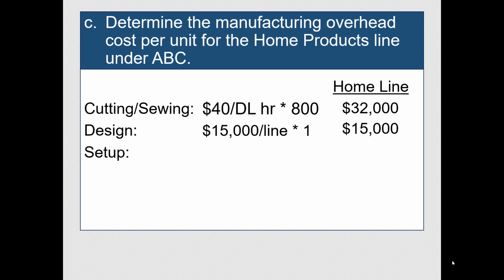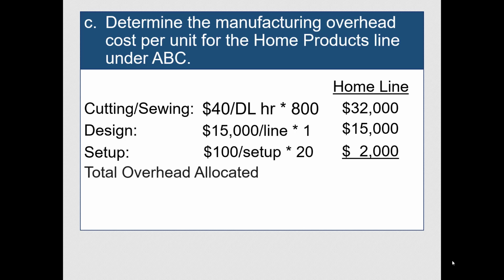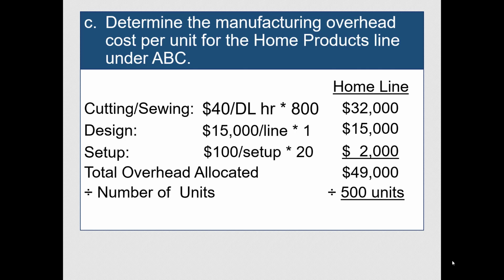Setup cost, our rate was $100 per setup. 20 setups are expected by the home line. $2,000 will be allocated to the home products line. Our total overhead allocated is $49,000. Now this is just the overhead. We've not been given the direct material and direct labor information. We are going to produce 500 units of the home line given in the problem, which means our cost per unit is $98.